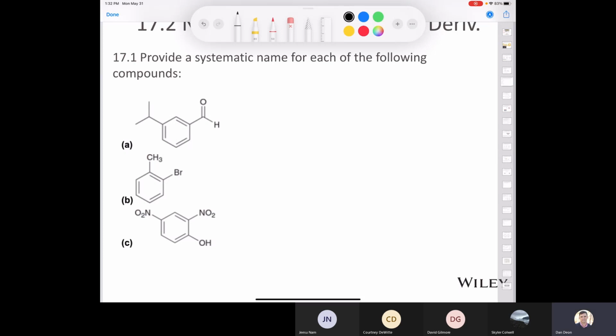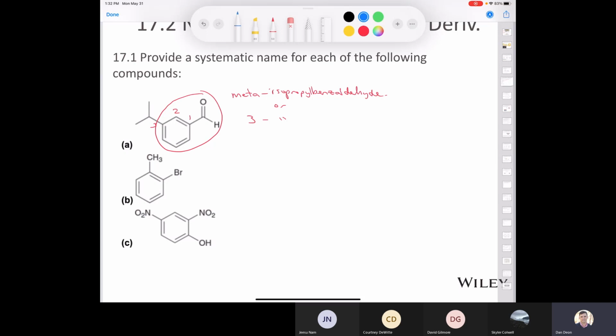All right, does anybody have a name? Yes, meta-isopropylbenzaldehyde. Yeah, I would definitely take that. So for the first one, somebody put, well, there's a benzaldehyde here. And if I go 1, 2, 3, so that's meta. So Skylar said meta-isopropylbenzaldehyde. Yes, absolutely. Or you could call it 3-isopropylbenzaldehyde. That works too.